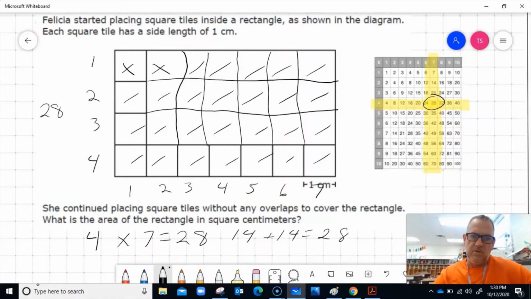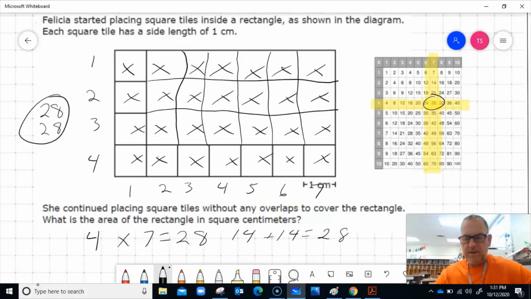So 1, 2, 3, 4, 5, 6, 7, 8, 9, 10, 11, 12, 13, 14, 15, 16, 17, 18, 19, 20, 21, 22, 23, 24, 25, 26, 27, and 28. So I got 28 twice.